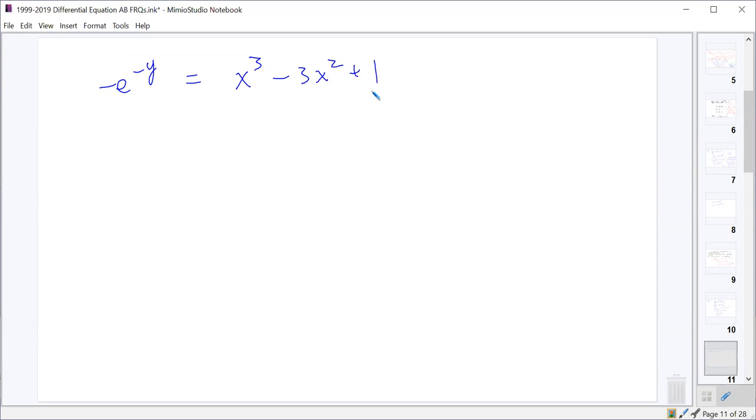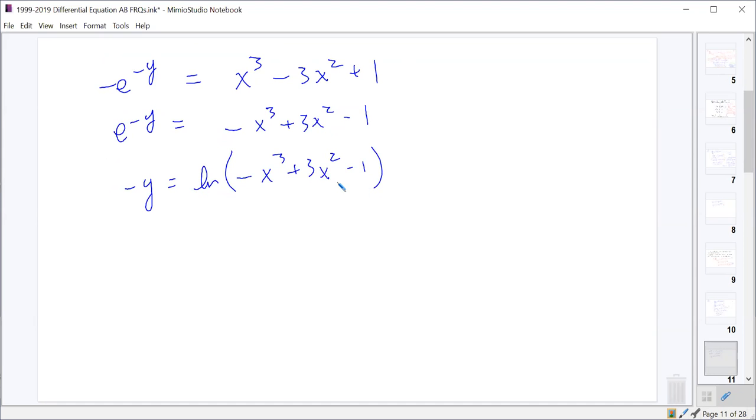And now you're just solving that for y. So first we'll divide by the negative. Then we'll take the natural log of both sides. Don't put this in absolute value because that's not what it is. That's only when you do your integration. And then take the opposite of it. y equals the opposite of the natural log of negative x cubed plus 3x squared minus 1. And that's one more point.